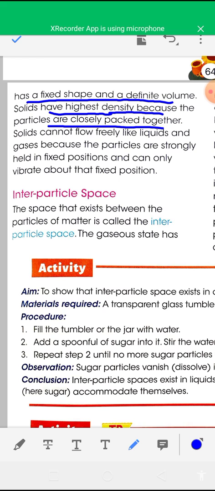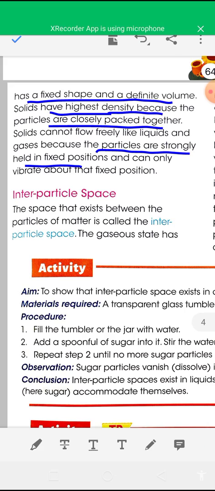And solids cannot flow freely like liquids and gases because the particles in solid state of matter are strongly held in fixed positions and can only vibrate about their fixed position.